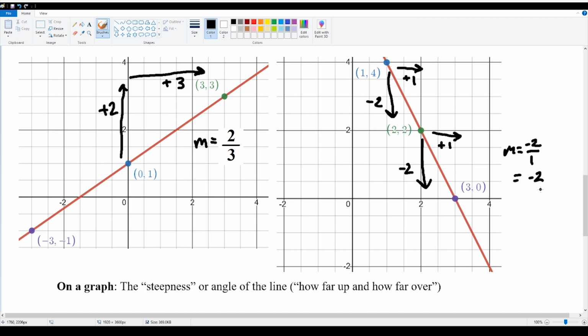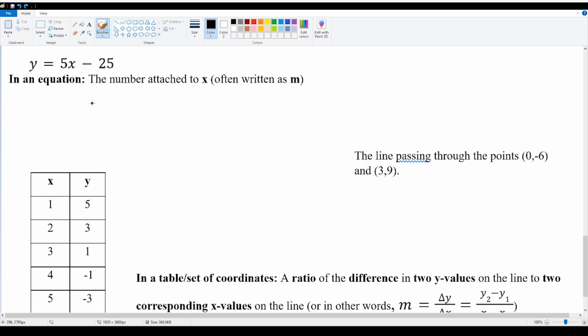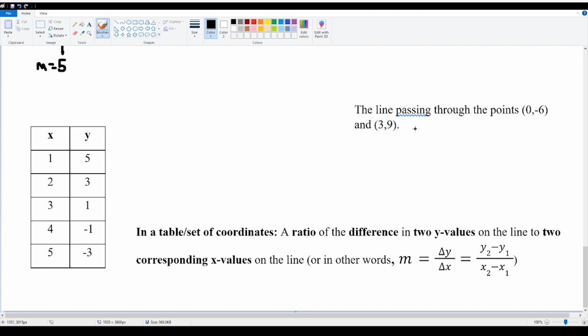so we could call this negative 2. Really quick for our equation here, remember this is just the number attached to x. In this case, 5 is attached to x, and even if there was an x minus 1 parenthesis set, it would still be this one. And lastly, we've got a statement here, the line passing through the points 0, negative 6, and 3, 9, and then we also have a table.